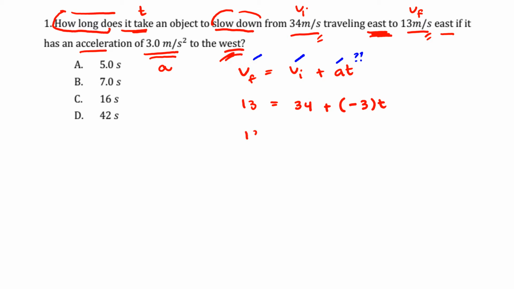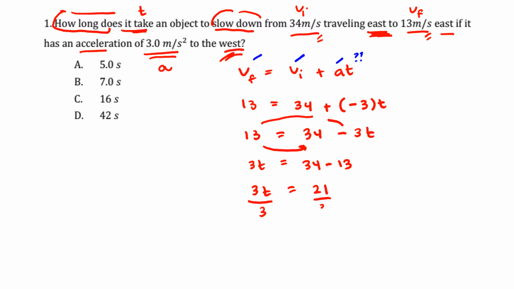So what do we do here? We simplify, or rewrite, this equation. We have 13 is equal to 34 minus 3t, and we could rewrite this further. 3t is equal to, moving this to the other side of the equation, and 13 to that side, 34 minus 13, and this gives us 3t is equal to 21. Divide both sides by 3, so our time is equal to 7.0 seconds. So 21 divided by 3 is 7.0 seconds, and that is letter B.